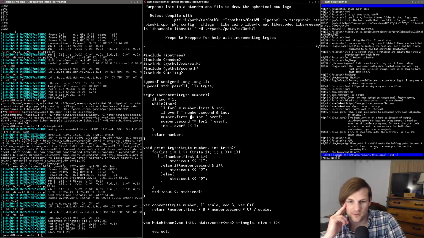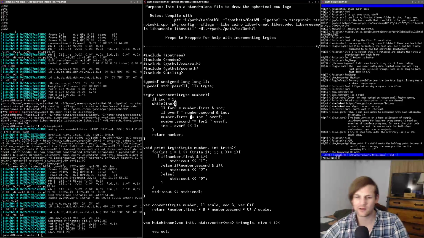So if number.first and I. So for int I equals 1, I bit shift trits minus 1. So I think we're just going through each element there. We say if number.first and I, we're going to output 1. If number.second and I, we're going to output 2. Else we output 0.